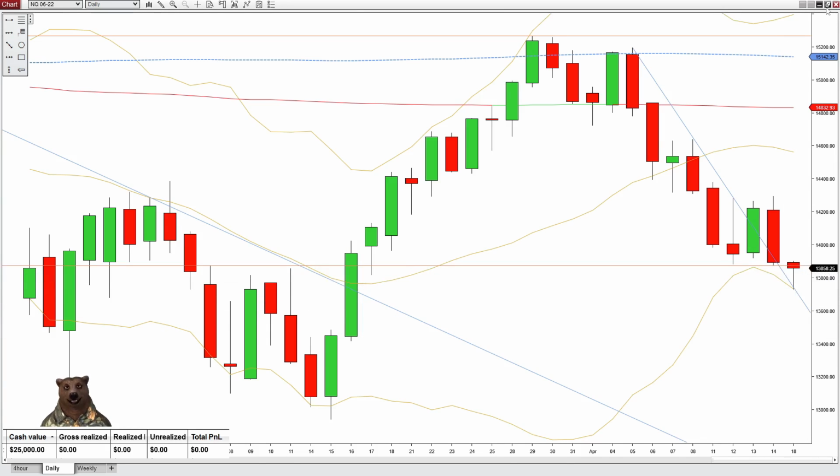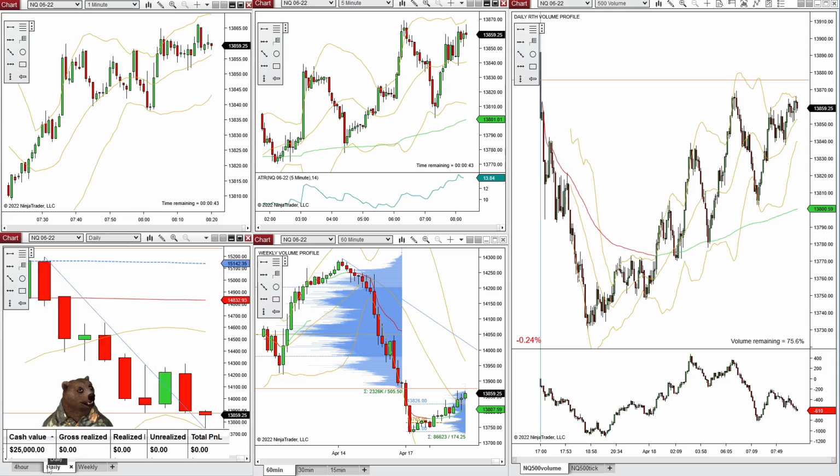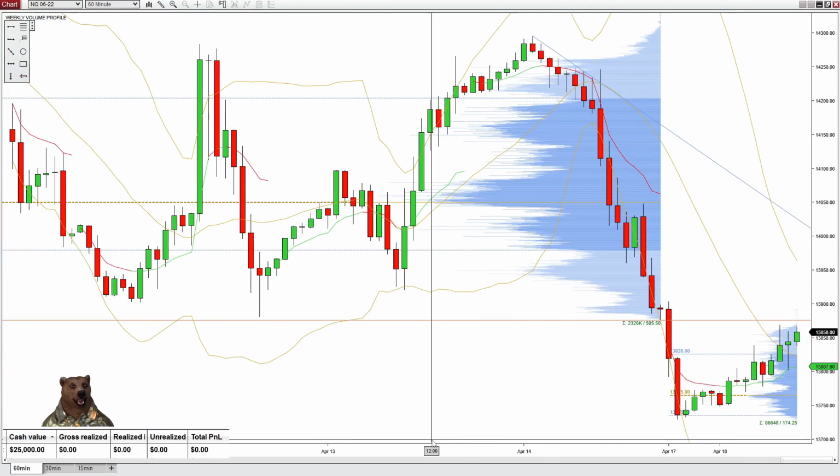And where are we coming to? Let me just look at a 4 hour real quick. I actually want to now come over to the hourly. So we looked at the weekly, daily. Let's look at the hourly. What's going on with that? We're coming right up now to the low of last week, which is over here.